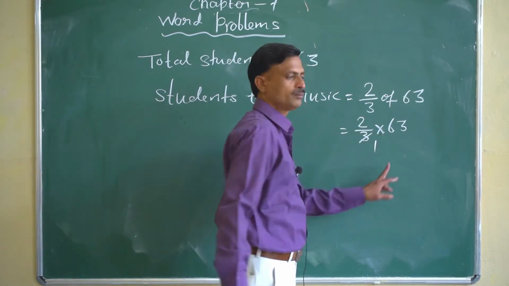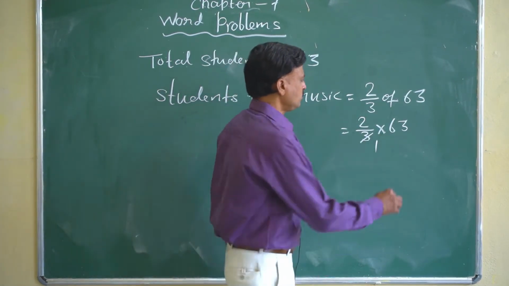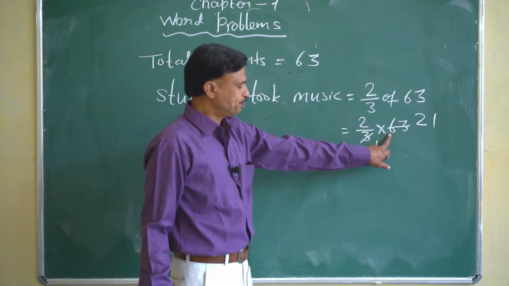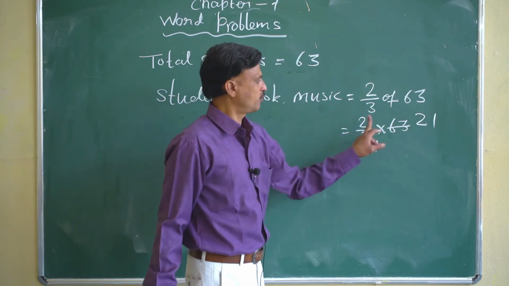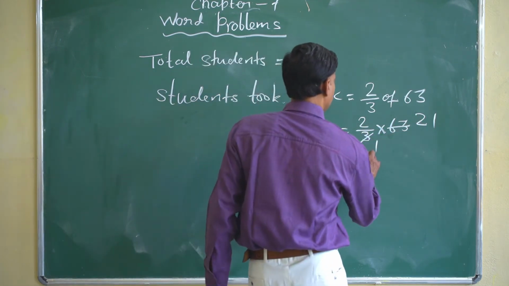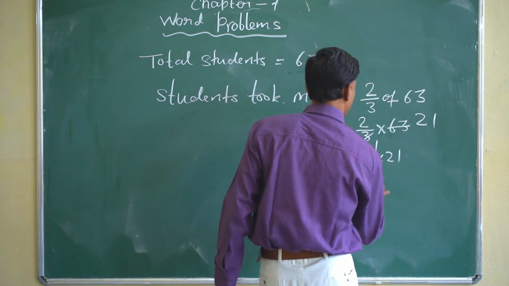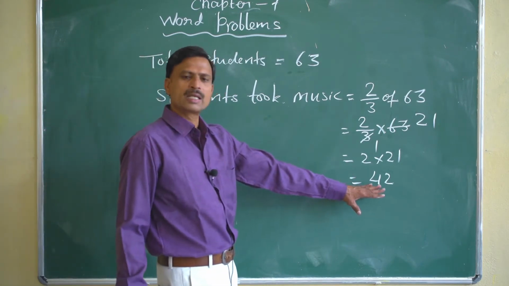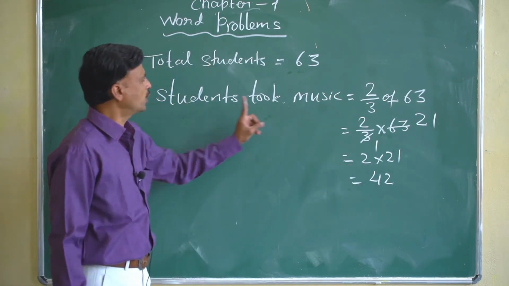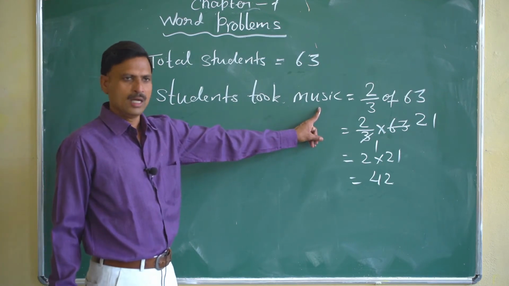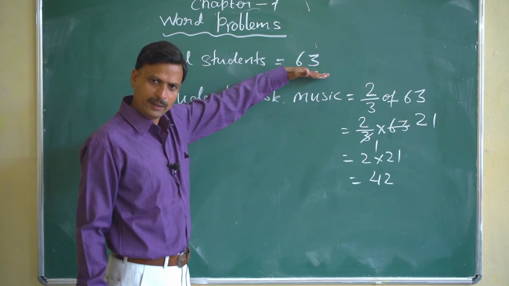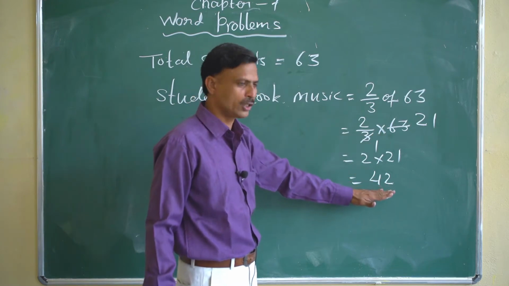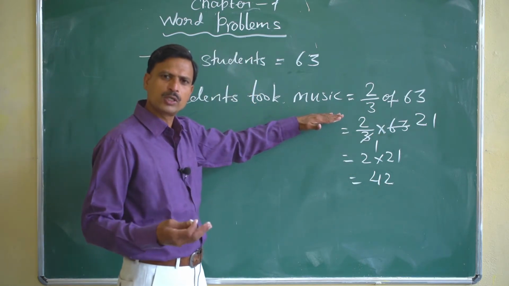It will cancel by 3. How many times? 21 times. So it will come 2 into 21, that is 42. So what is this 42? It is the number of students who took music. Total students are 63, right? Out of 63, 2 by 3 of 63, that is 42, took music, the rest took drawing.